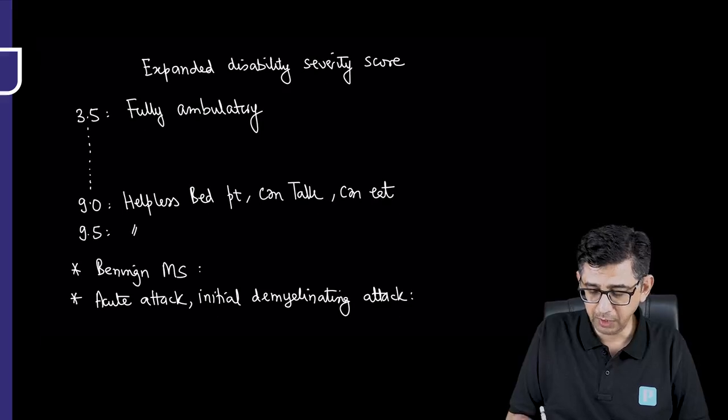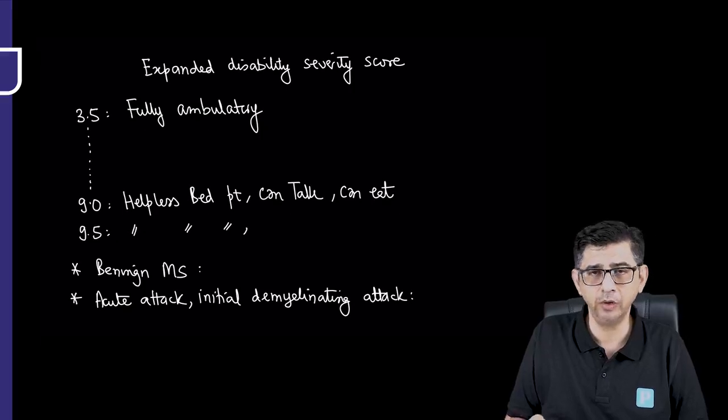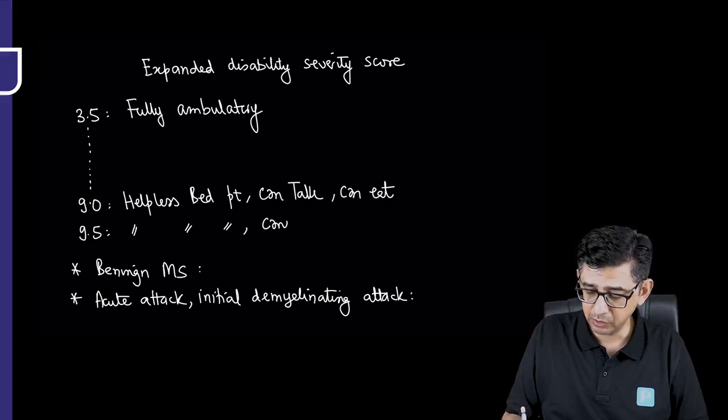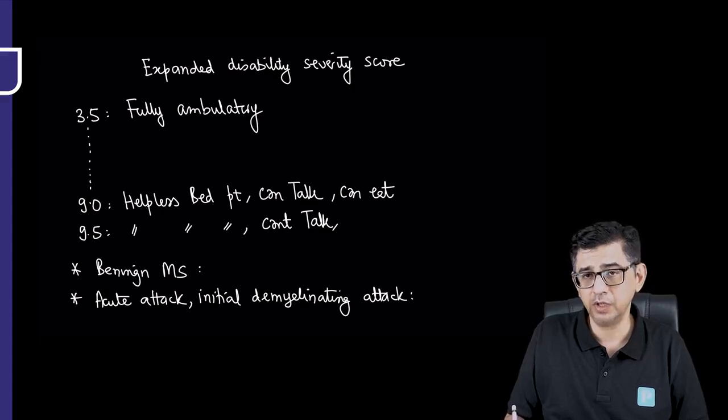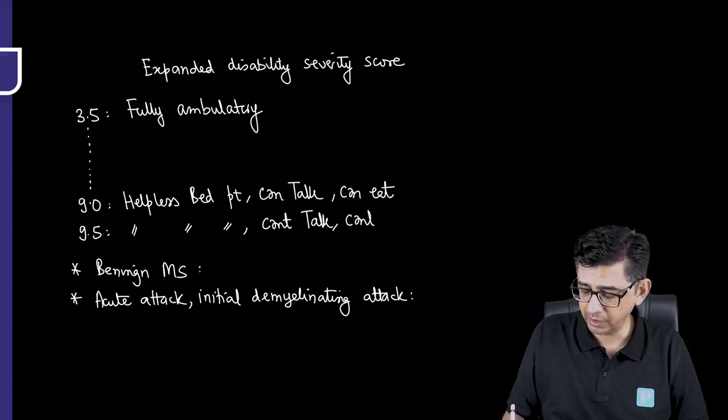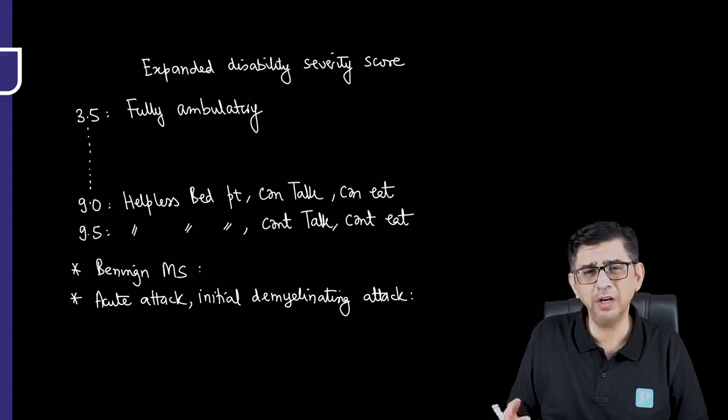But if I describe a helpless bedridden patient of multiple sclerosis due to extensive cerebellar involvement and corticospinal tract involvement, and at the same time the bulbar or pseudobulbar palsy has extended so fast that the 9th, 10th and 12th nerves are involved, that this person can't talk, can't eat, can't drink, can't even drink with the help of a straw, and the risk of aspiration is very much there. That would be a score of 9.5.